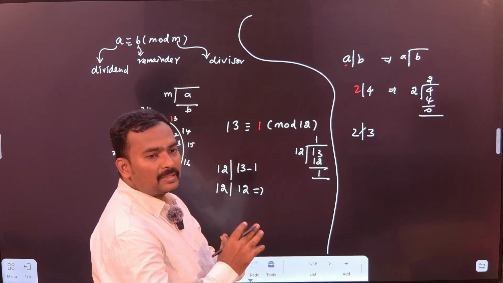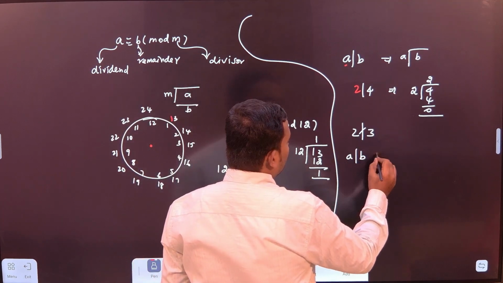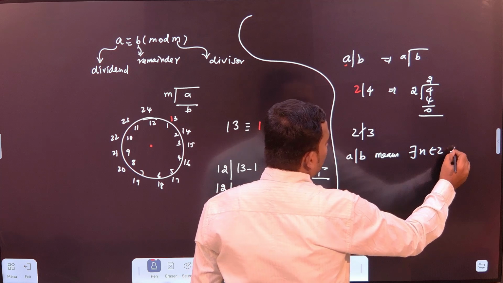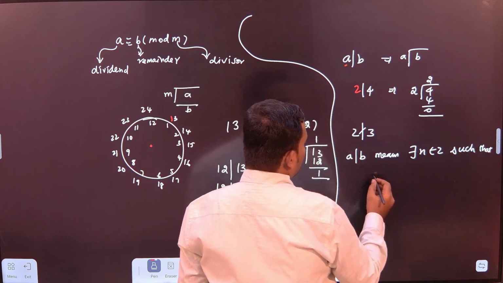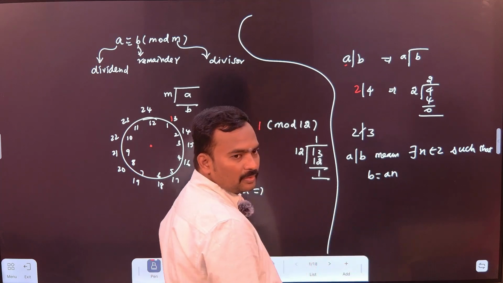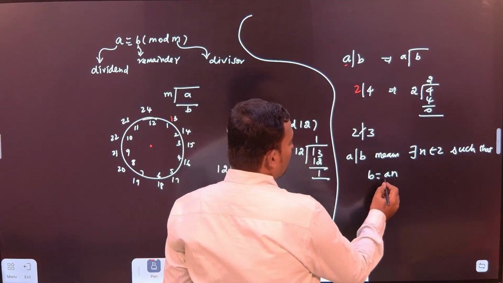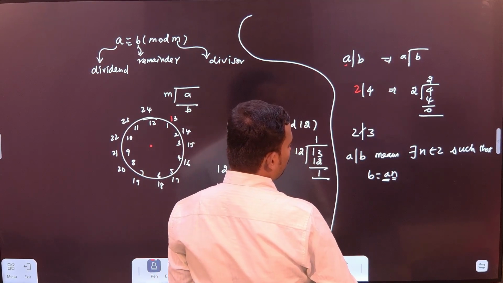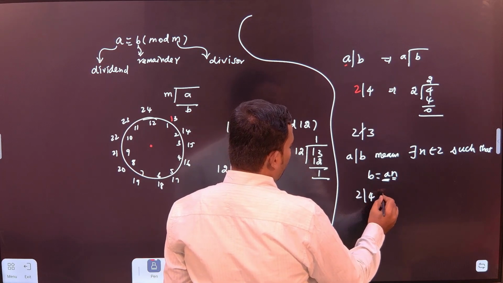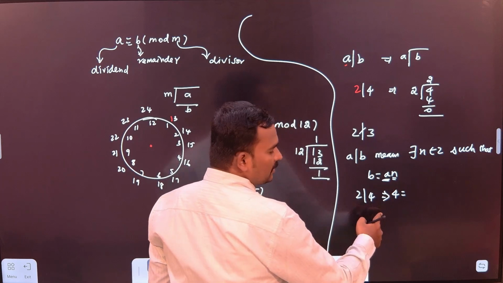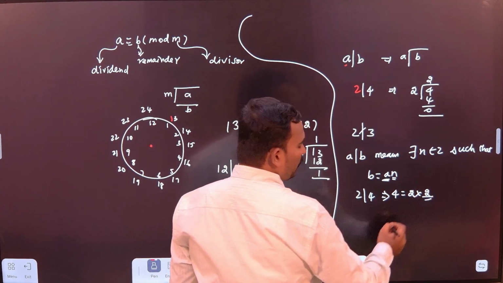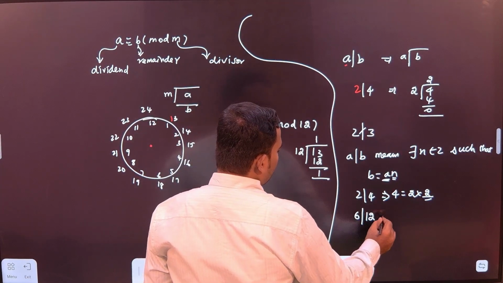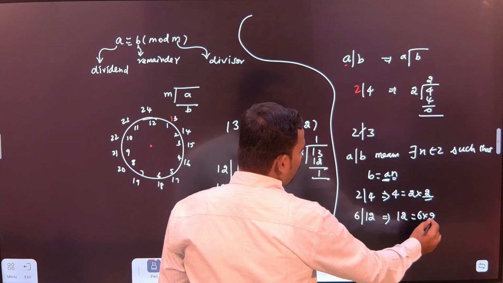Okay. So how to write it mathematically? a divides b means there exists an integer n such that b is equal to a times n. The remainder is completely 0 here. Here a is the divisor, n is the quotient, plus the remainder 0. For example, 2 divides 4 means 4 equals the divisor 2 times the quotient 2. Let us take 6 divides 12, we write 12 is equal to 6 times 2. Understand?